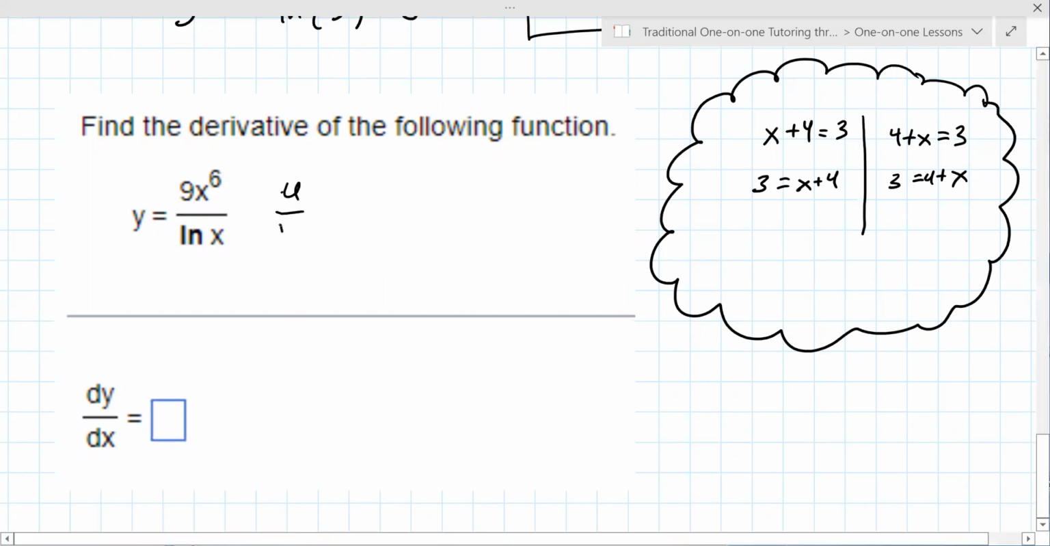So this is a product rule. I'm sorry, quotient rule, u over v prime. And so this is v u prime minus u v prime over v squared. And that's the formula for the quotient rule.